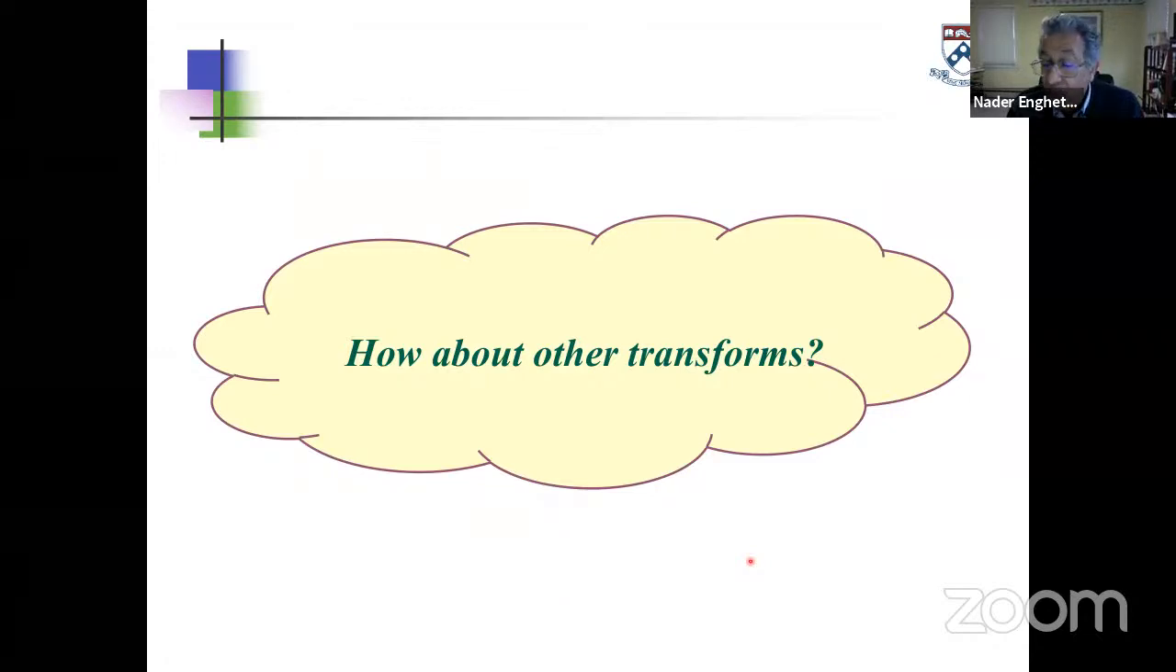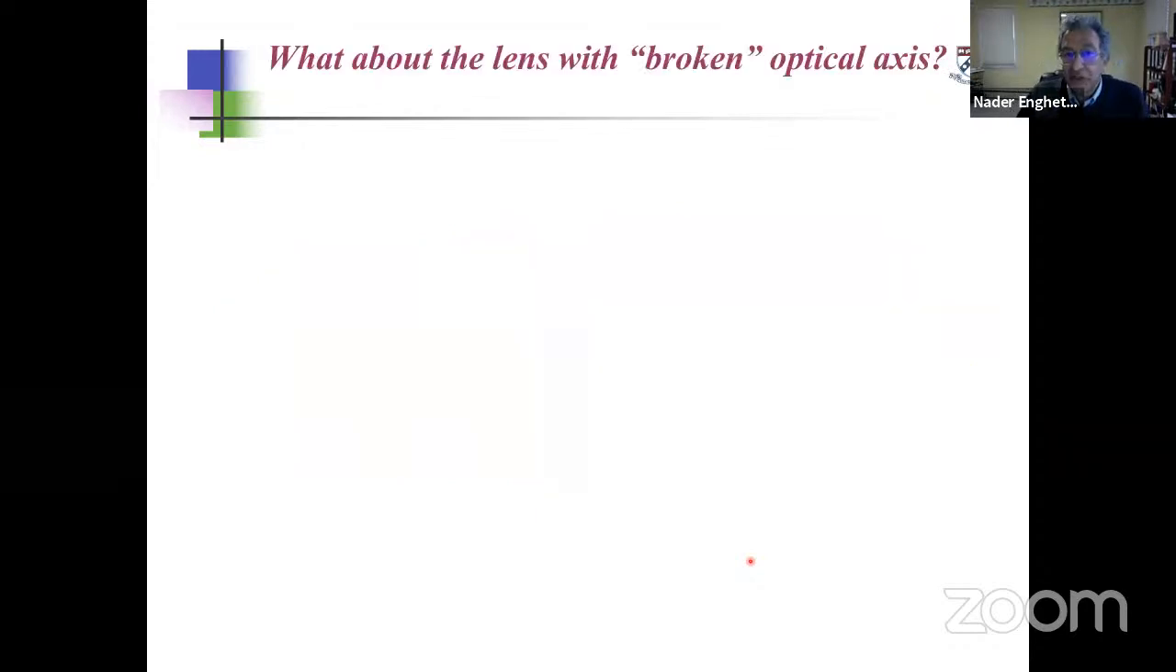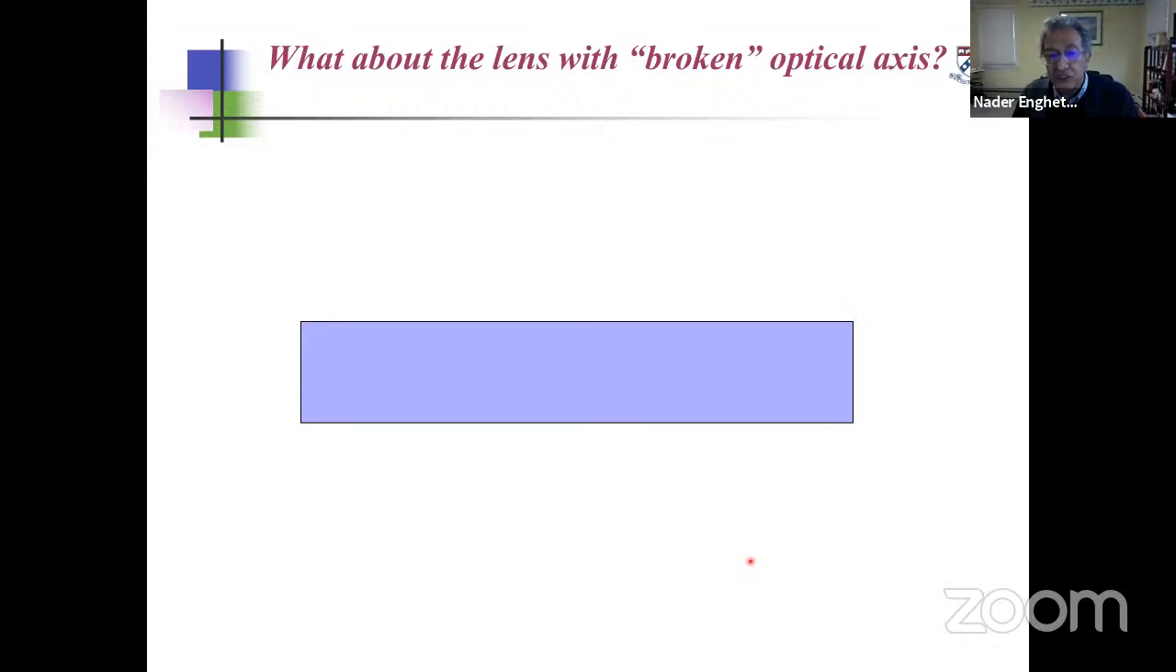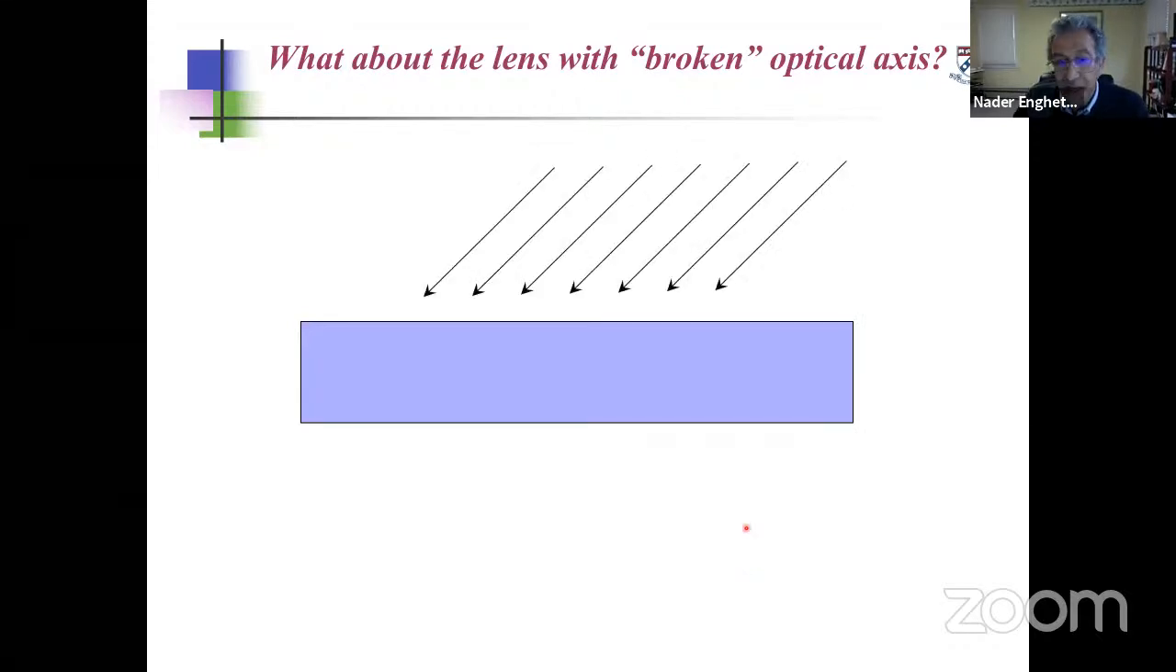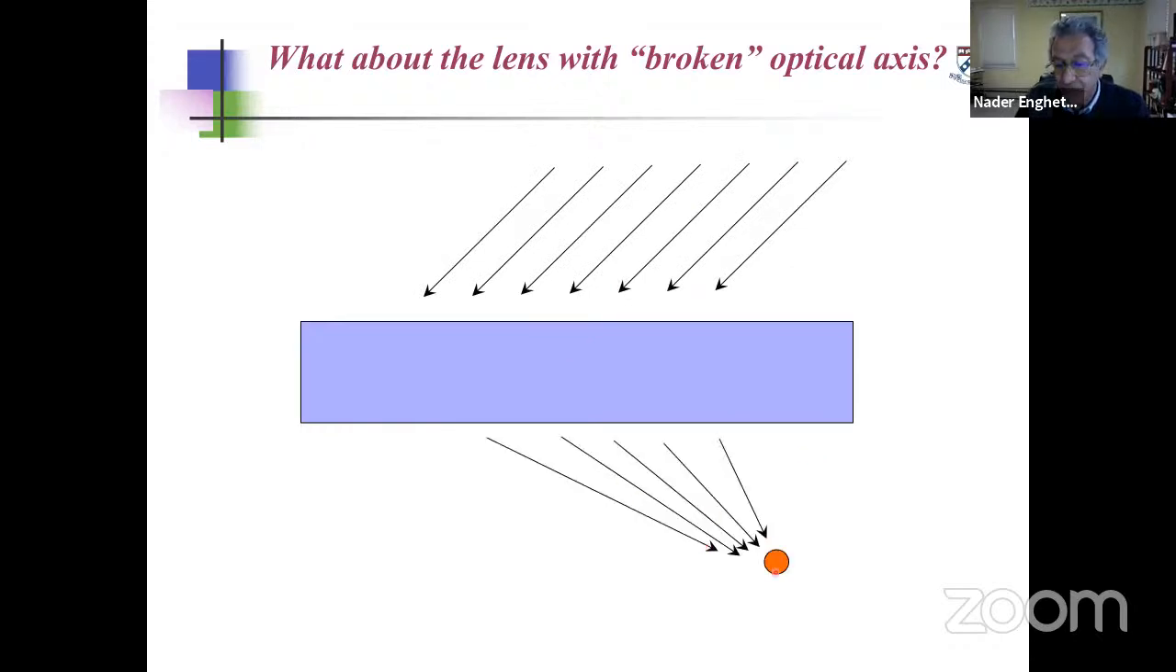But can we actually design a structure, a new type of lens, that can do other transforms? Not just Fourier transform, but other things. For example, let me give you some examples that we have studied. Imagine that you would like to design a structure such that when the wave is coming with some oblique angle, you would like this wave to focus obliquely at some other location.